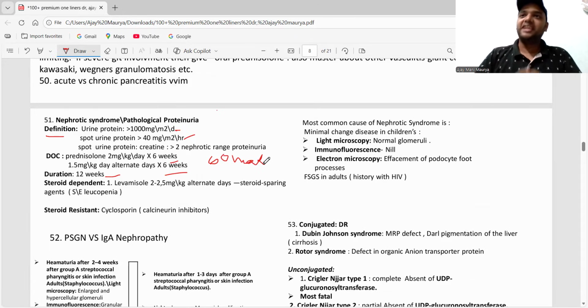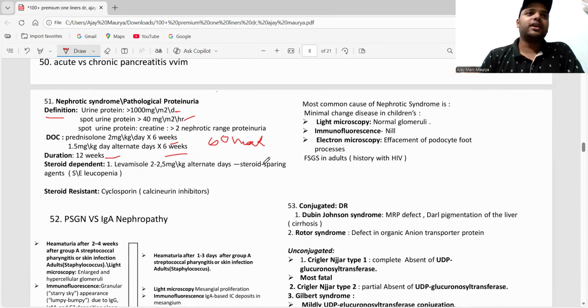Done. Next one. What else are they going to ask? What is the drug of choice for steroid-dependent nephrotic syndrome? It is levamisole. The dose is 2 to 2.5 milligrams per kg body weight, given on alternate days. It is a steroid-sparing agent.